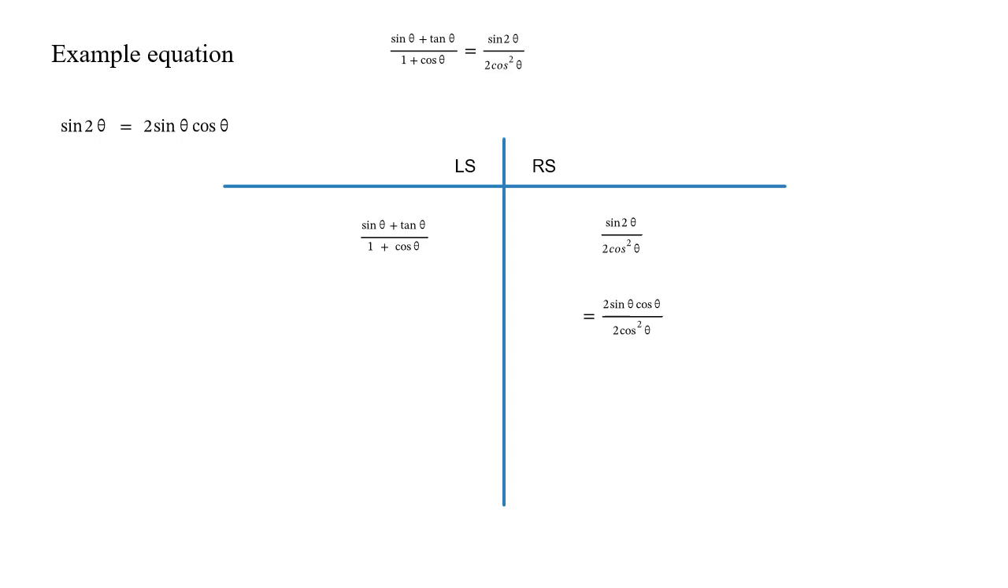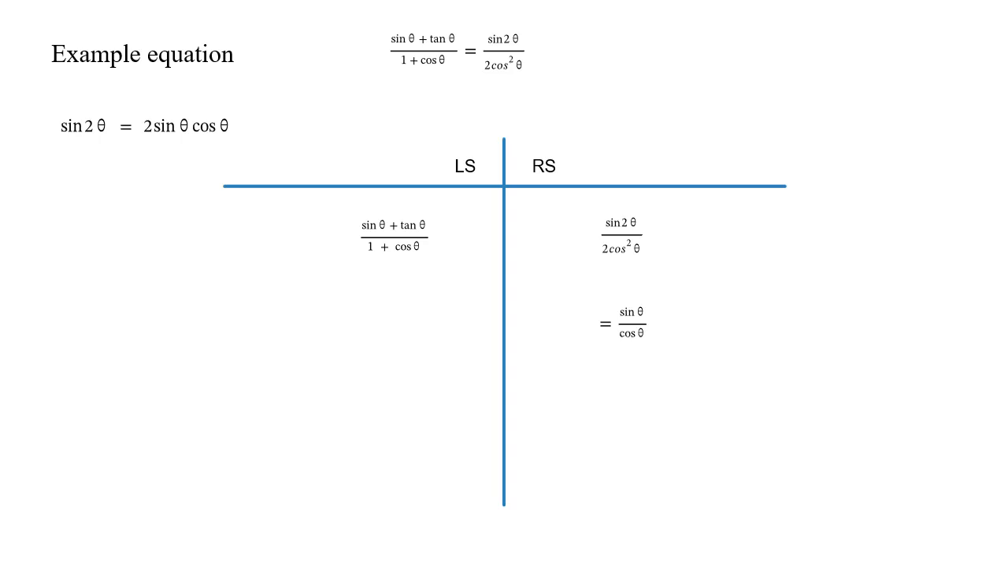After this, we can divide both the top and bottom of the fraction by 2 times cosine theta, which simplifies our fraction to just sine theta divided by cosine theta. At this point, no more can be done to the right side. It cannot be simplified any further, so I will move on to the left side of the equation.